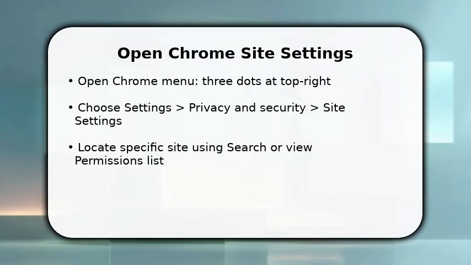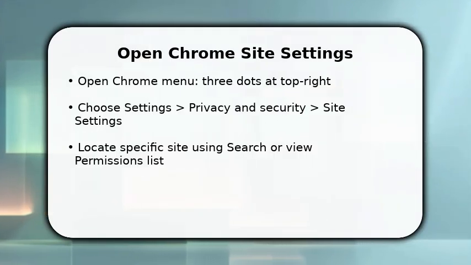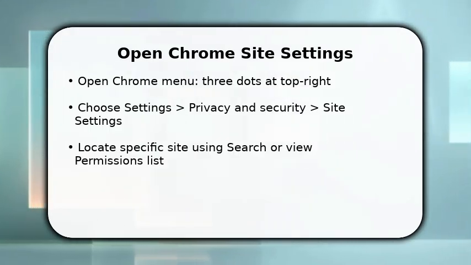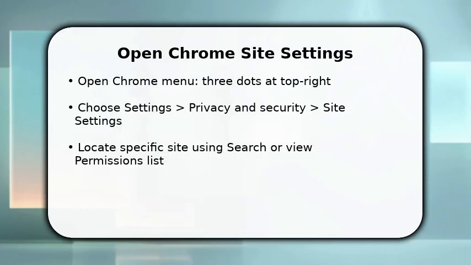You start inside Chrome, open the three-dot menu and choose Settings, then Privacy and Security. Once there, click Site Settings to reach Permissions and Data Controls. You're doing this now to target stored site preferences and cookies, so focus on the list or use the search field to find a specific domain.